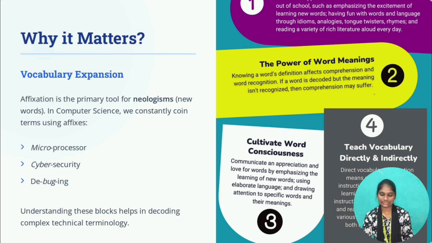Teach vocabulary directly or indirectly. Direct vocabulary instruction means providing explicit instruction, like identifying new words. Indirect instruction includes reading aloud and reading a variety of texts on various topics. All children need both types of instruction.